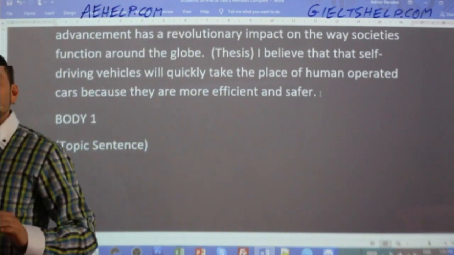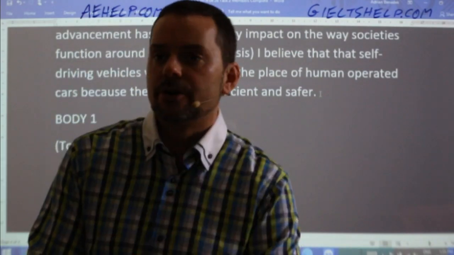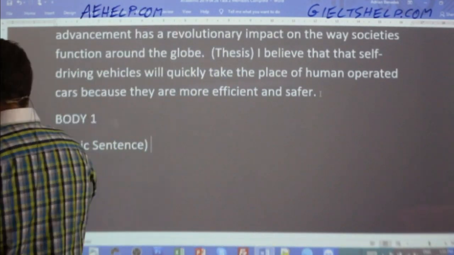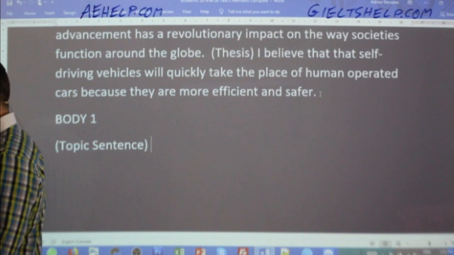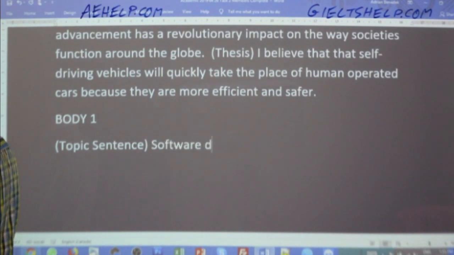So topic sentence, body paragraph 1, students. Let's do this together. I'm going to write my topic sentence. You do the same. I'm going to be a little bit quiet to let you think.